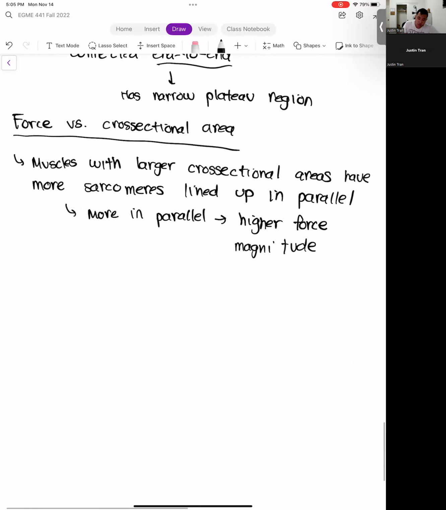And so with this one, we also have two extremes. We have slender muscles versus wide muscles. Slender muscles don't have as many sarcomeres in parallel to each other, and so that means that the maximum amount of force that they can produce is limited.